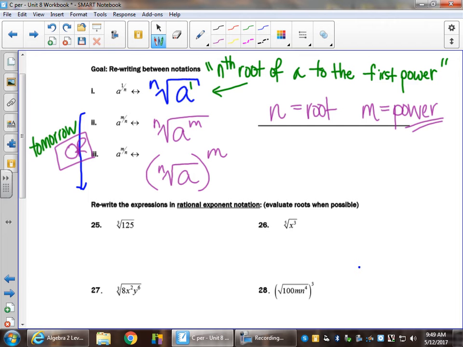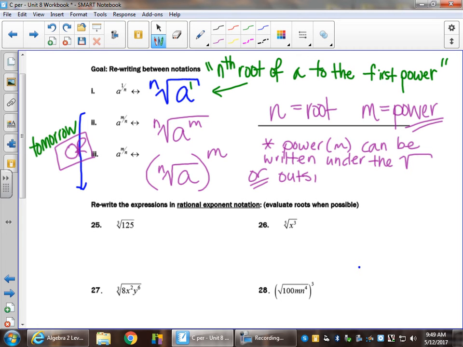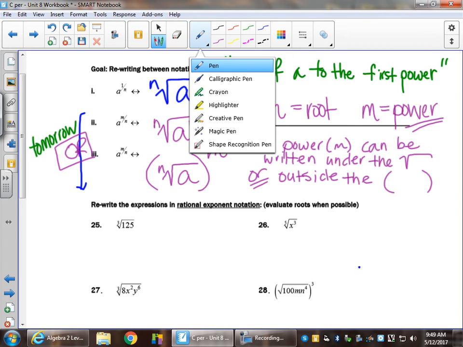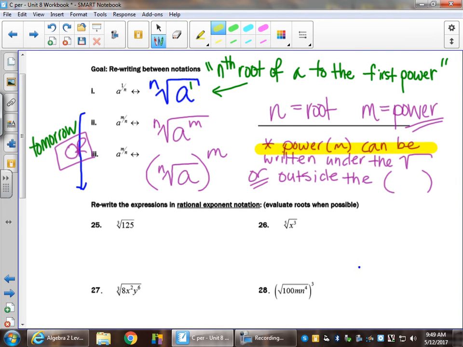So let's write a little note. Power m can be written under the radical or outside the parentheses. And I'm going to highlight that to make that stand out. That's important.